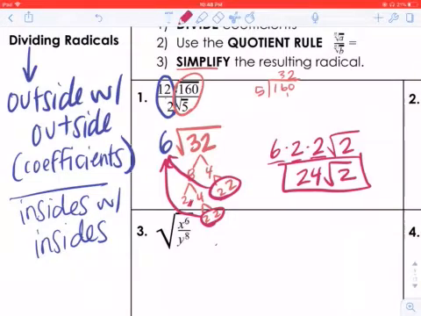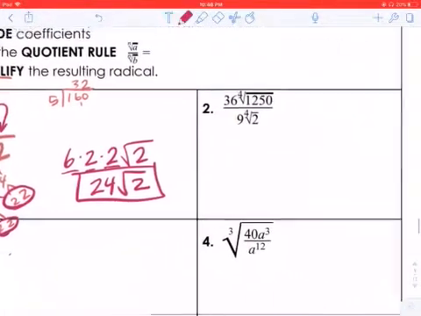Alright, so we have a simplified version. So we see outsides with outsides, that's the blue part. And we see insides with insides, that's the orange part there. And then after that, it's just simplifying.